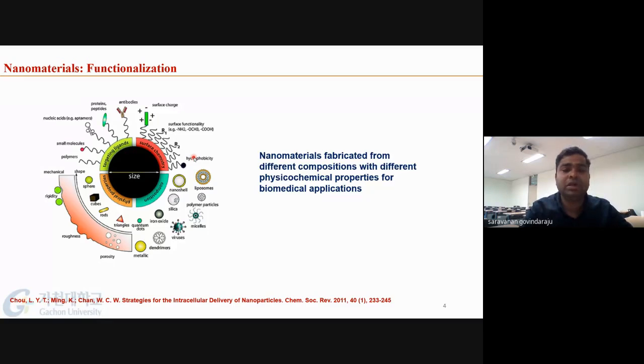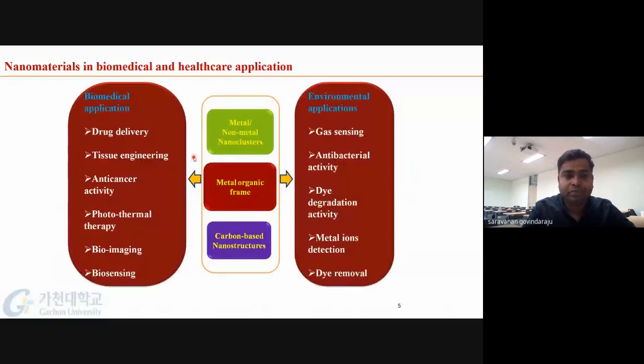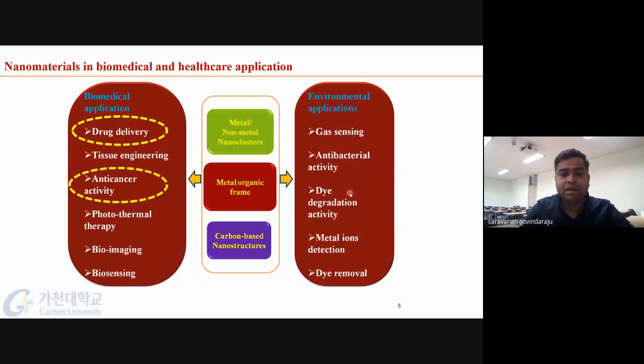The shape of the nanoparticle is also very important for drug delivery and anti-cancer therapy activity. These are the functional options currently available for nanomaterials to carry out biomedical applications. Here we are focusing on biomedical and environmental applications: drug delivery, tissue engineering, anti-cancer activity, photothermal therapy, bioimaging, and biosensing, using metal, non-metal, nanoclusters, metal organic frameworks, and carbon-based nanostructures. Environmental applications include gas sensing, antibacterial activity, dye detection, metal ion detection, and dye removal. So two separate sets of applications are possible, but currently we are focusing on drug delivery, anti-cancer activity, bioimaging, biosensing, and antibacterial study.